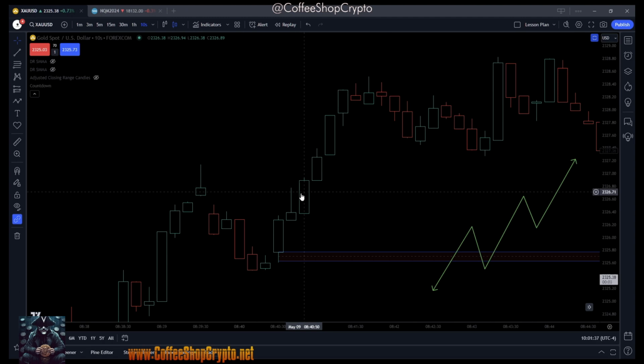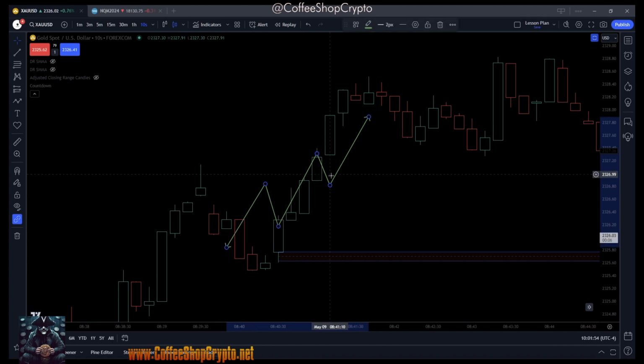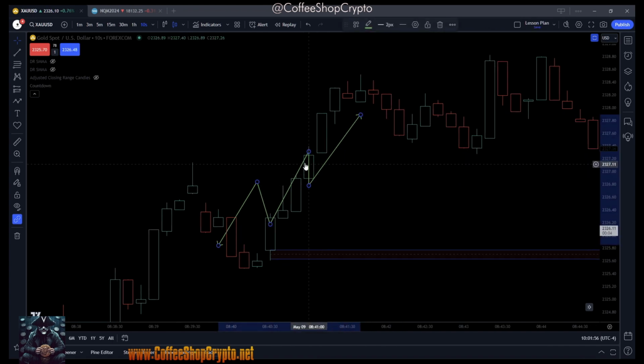Where was the low before this? Down here. So you got a higher low, you broke the previous high. You got a higher low, you broke the previous high. You got a higher low, you broke the previous high. So you literally have this inside these candles. I can't draw it in there because it would look stupid, but you know what I'm saying, right? That's literally what you have going on here.